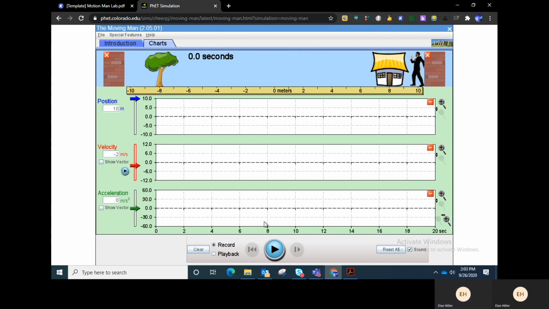Okay, and we're going to press play, and we're going to get a graph. You can see the graphs are sloping downwards or negative, right? Indicative of the fact that he's moving in a negatively defined direction.